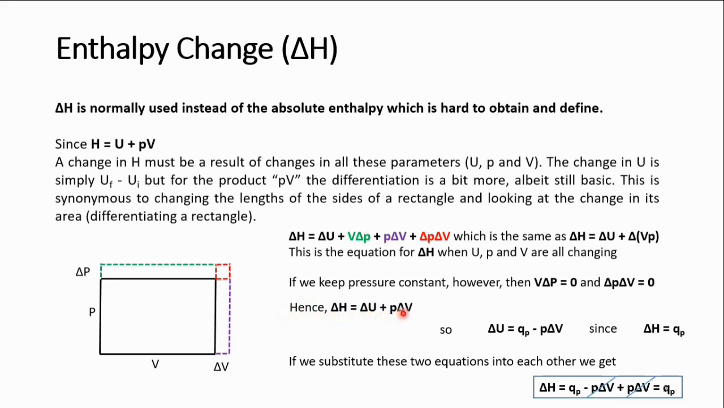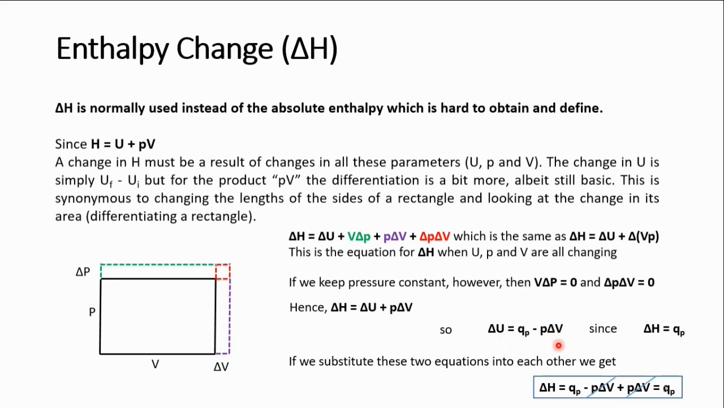So under constant pressure conditions, delta H is equal to delta U plus P delta V. Okay? Now we can do a little proof if we want. Remember that delta U is equal to Q minus P delta V. Okay? Right, remember that.